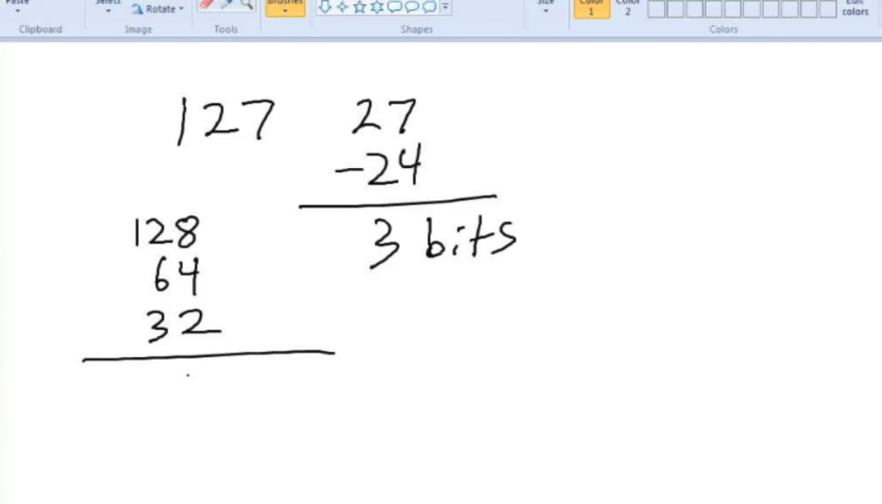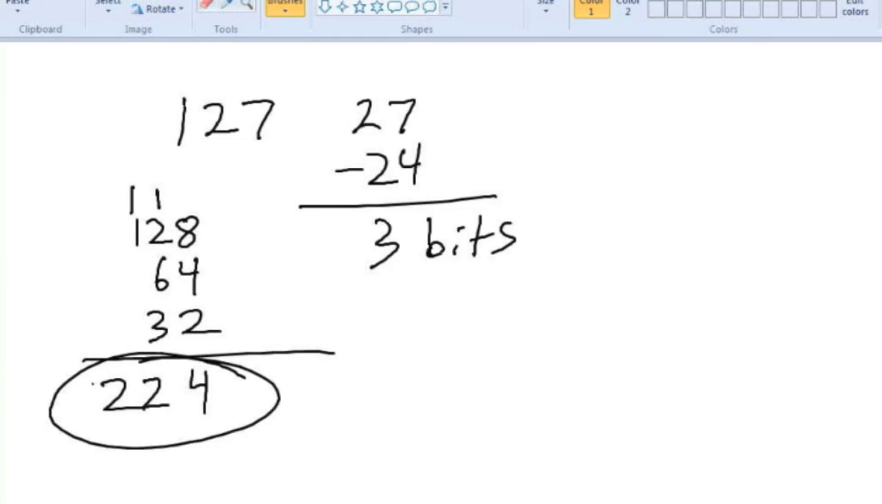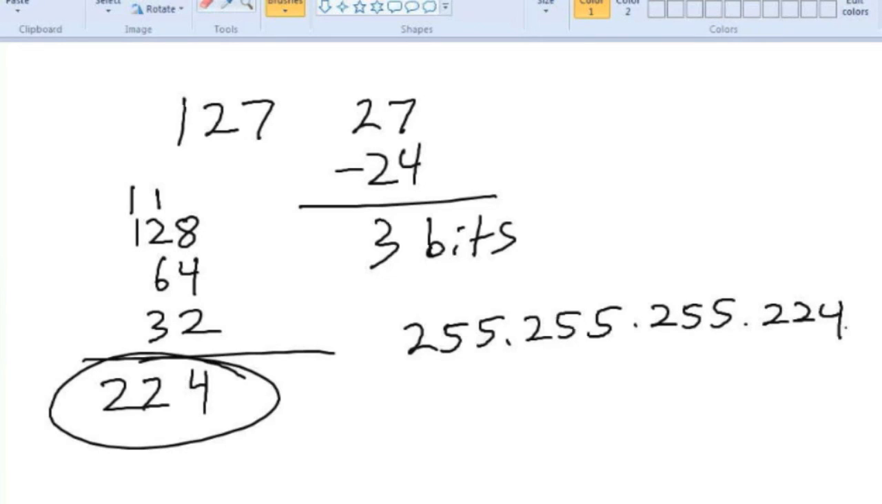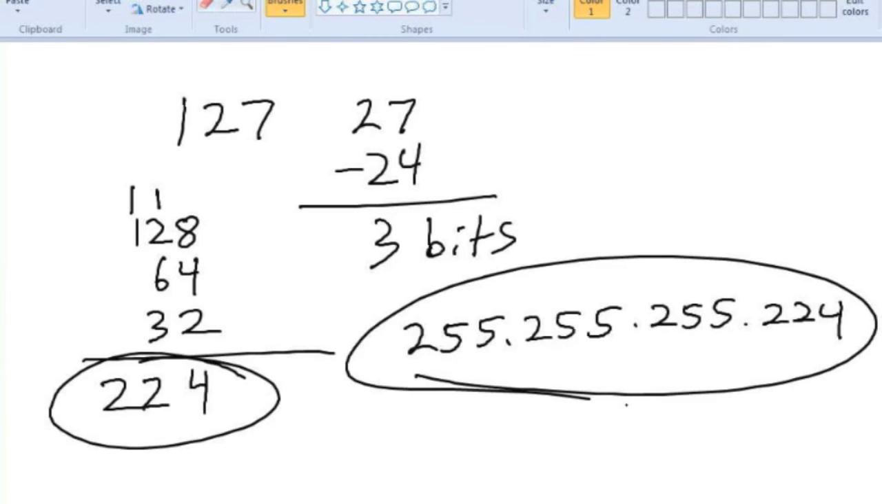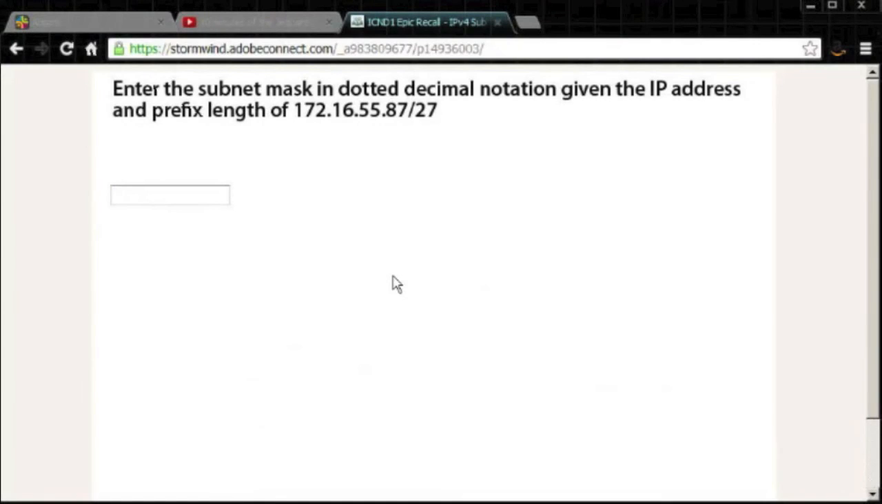So the subnet mask is 224. So it's 255.255.255.224. That's what the exam engine expects to be typed in. And remember, this quiz is located in the CCENT Network Addressing Expert blog for those of you that will want to run through it at a later time.